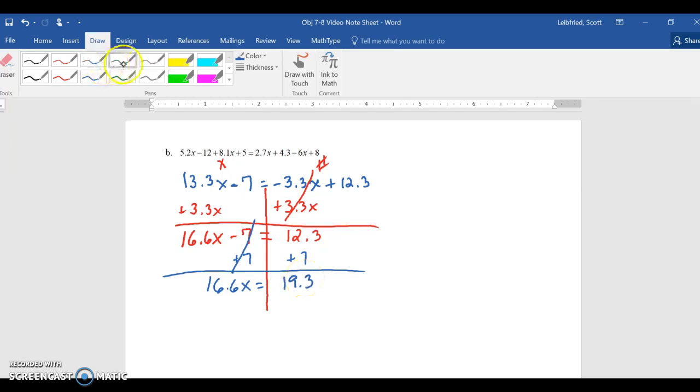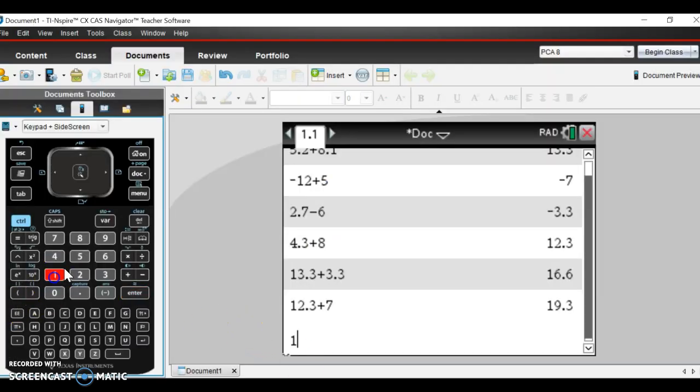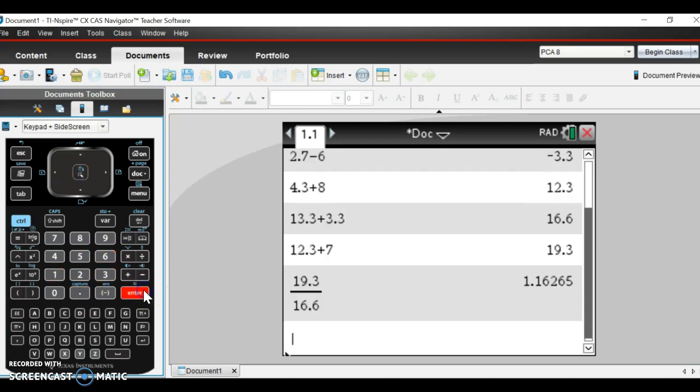Now we want to divide by 16.6, because that's the one with the variable. And we'll get x equals 16.6, so x equals, again, use the calculator, 19.3 divided by 16.6, and we get 1.16265.